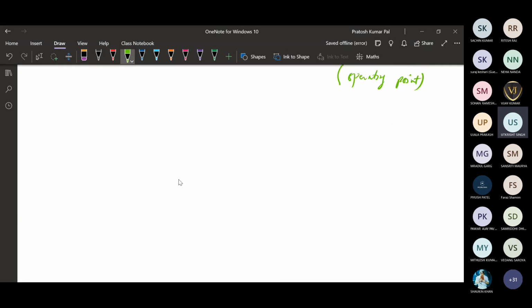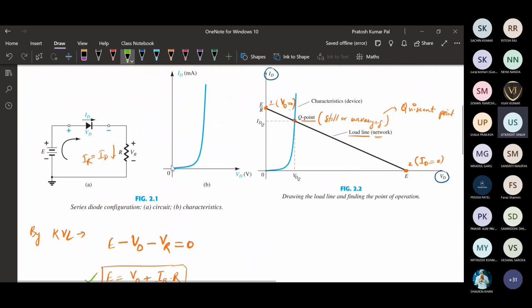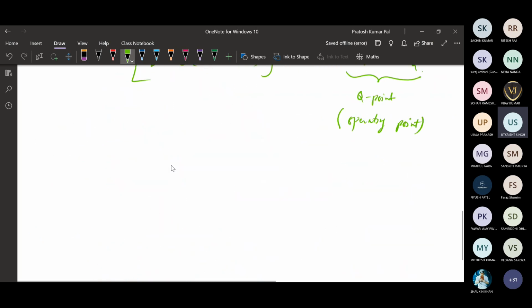So the solution of this network gives whatever voltage drop will be across this diode, and whatever current will be flowing through this diode. Once we know the current flowing through the diode and the voltage drop across it, we can get the value of VR, that is, the current flowing through this resistor and the voltage drop across this load resistor. So this is one of the methods through which we can find the characteristics of the different components of a network.